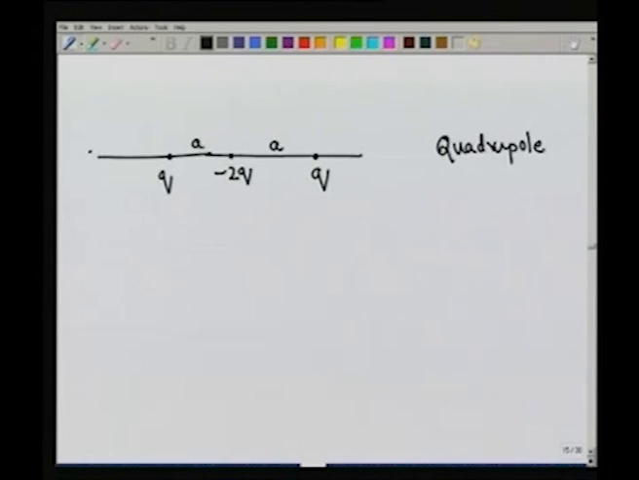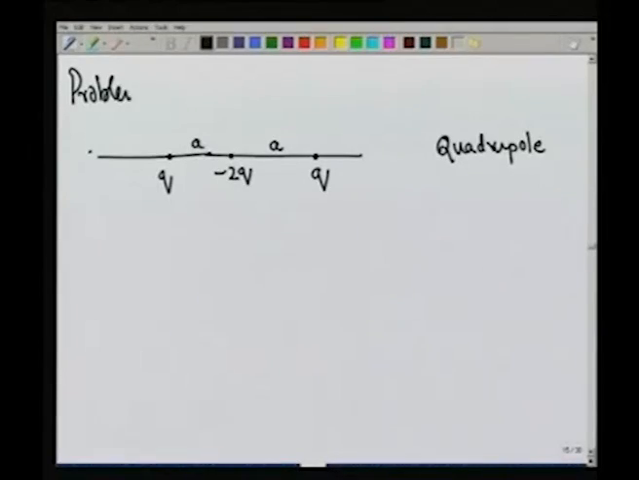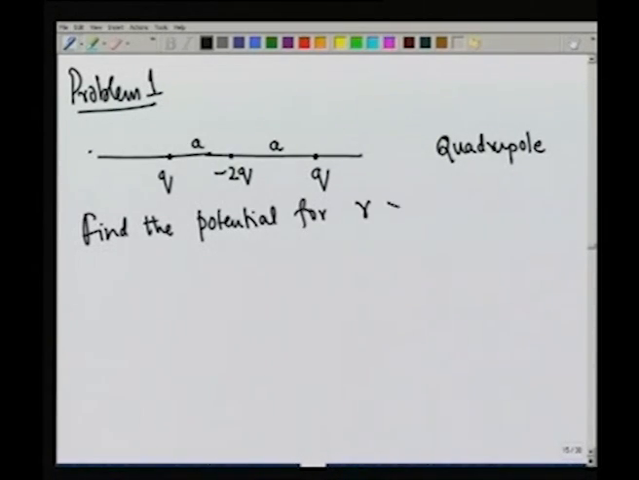You can easily see q and minus q form one particular dipole, minus q and q form another dipole. In one case the dipole is in this direction, in another case the dipole is in this direction. I have superposed them to produce a quadrupole. So this is problem 1 for you to solve. Find the potential everywhere, and for R much greater than a, you will see that the leading order contribution comes from 1 over R cubed. That is problem number 1.